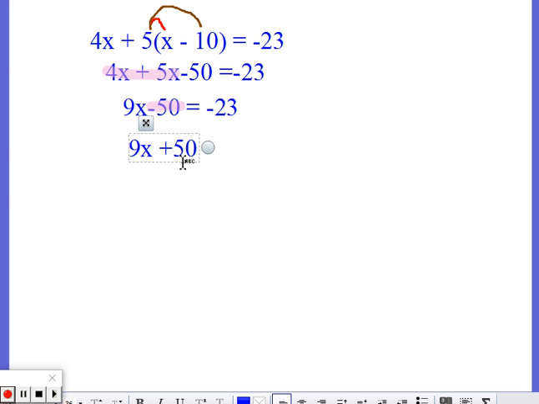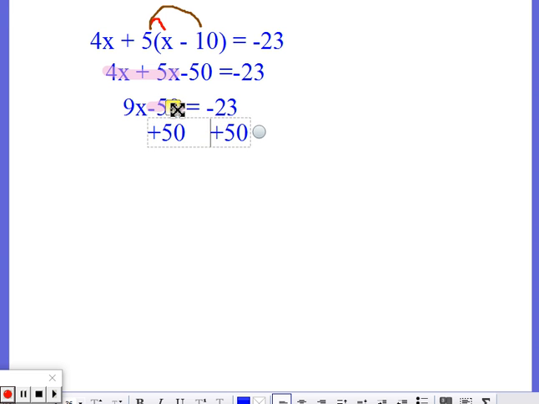Actually, you know what? Maybe I shouldn't write the 9x so as not to throw you off. It doesn't really matter, but I'm going to go ahead and do plus 50. Okay, plus 50 here and plus 50 here. Okay, that's what's going on right there. All right, I'm going to put it closer so you can see it fine.